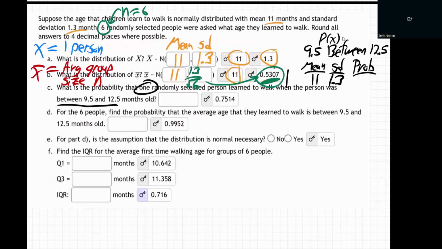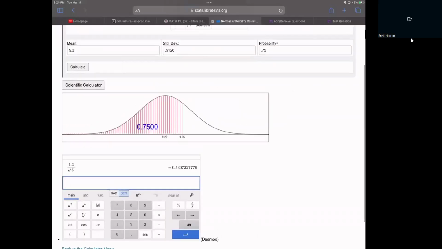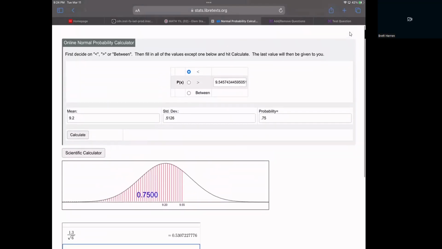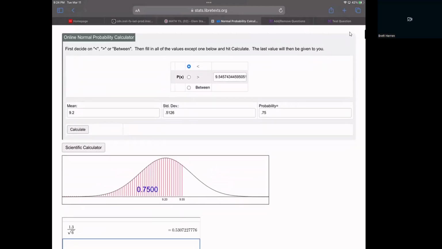The probability, you just leave that probability blank, right? Because you always leave one blank, then hit the buttons on the calculator. All right, let's go do it. 9.5 and 12.5. So I'll go to the calculator. I'll show you exactly how it works. So to the calculator we go.